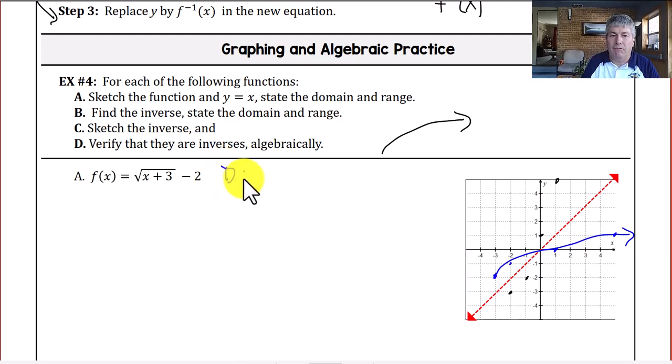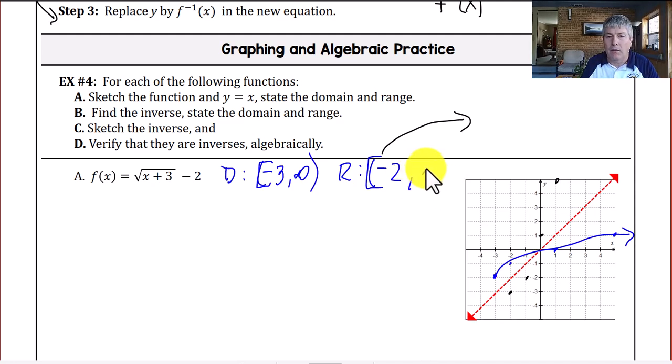Our domain for this function is, well, the x's based on our graph we can see here goes from -3 to infinity. And our range for this function, we don't have any y's below -2, but from -2, and that's going to be inclusive as well, to infinity.